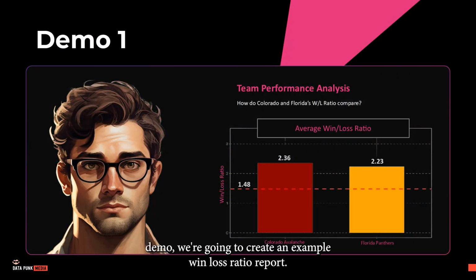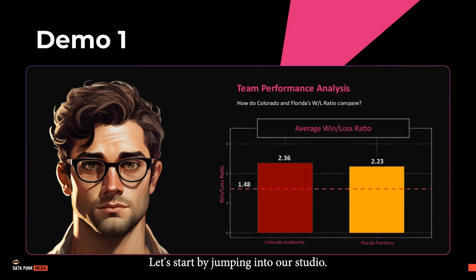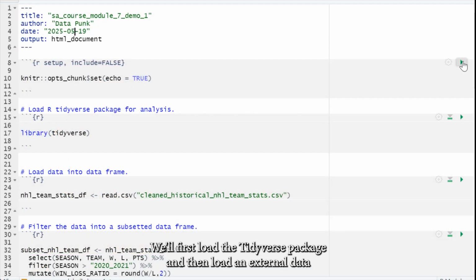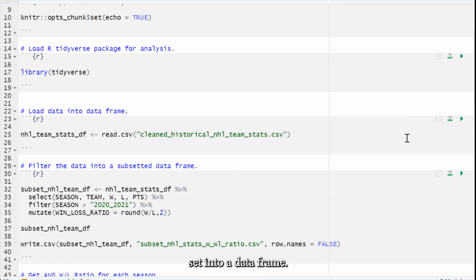In this first demo, we're going to create an example win-loss ratio report. The report will compare two teams against the league average. We'll use the R programming language to create the report. Let's start by jumping into RStudio, the development environment for the R programming language. We'll first load the tidyverse package and then load an external dataset into a data frame.